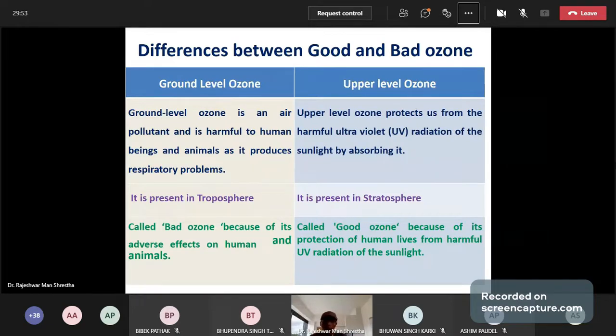And now differentiate between good and bad ozone. Ground level ozone is an air pollutant. Why? It is harmful to human beings and animals as it causes respiratory problems. And upper level ozone protects us from harmful UV rays because it absorbs the UV rays. Ground level ozone is present in the troposphere, and upper level ozone is present in the stratosphere. Ground level ozone is called bad ozone because of its adverse effect on humans and animals.